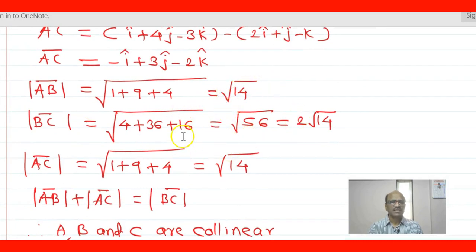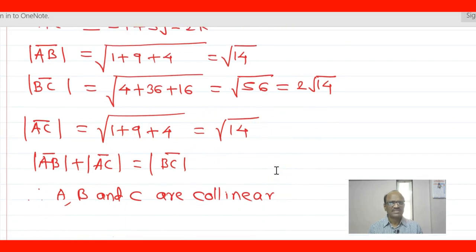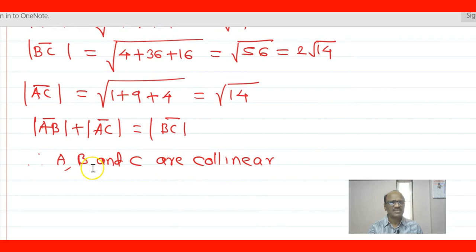Root of 4 plus 36 plus 16, that is the root of 56, and that is 14 into 4, that is 2 root of 14. And AC bar is equal to root of 1 plus 9 plus 4, that is the root of 14. And hence AB bar plus AC bar is equal to mod of BC bar, and hence A, B, C are collinear.